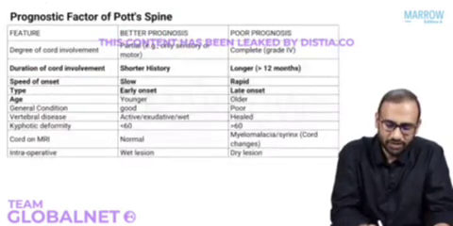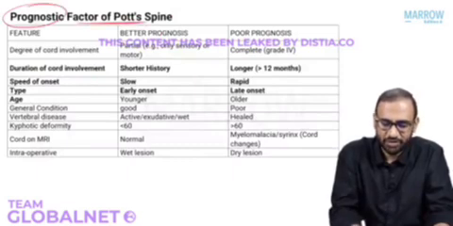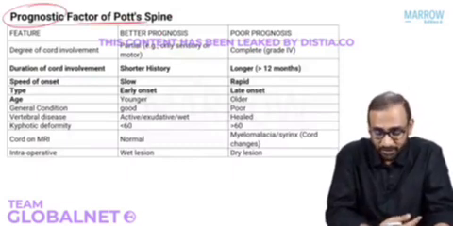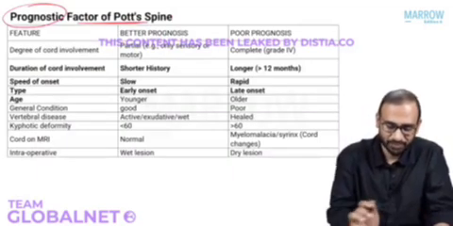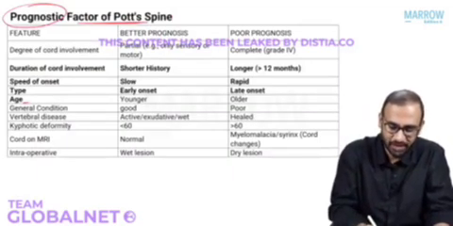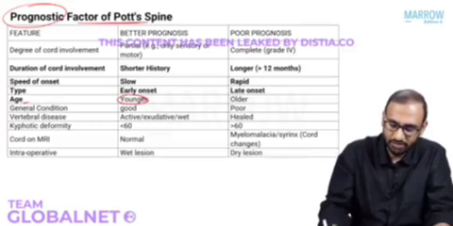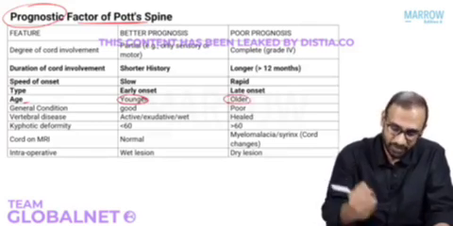We have certain prognostic factors telling us which type of Pott's spine have better outcomes compared to other. The list is there, you can read it yourself, but I'll try to simplify it for you. What you need to remember is age. Younger people have better prognosis compared to older people, and the type of the disease.